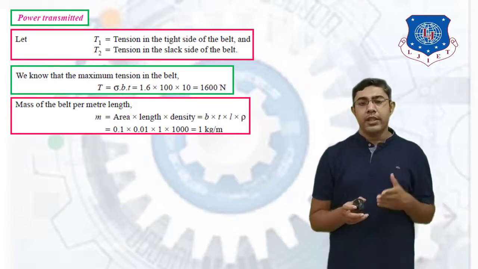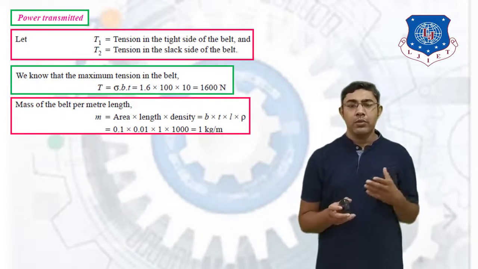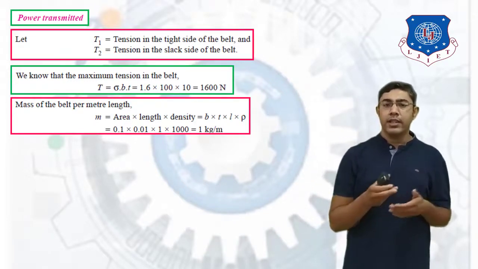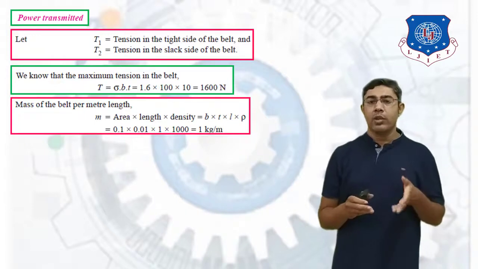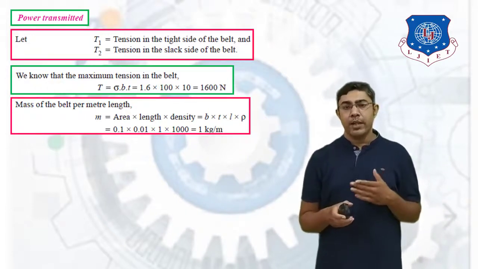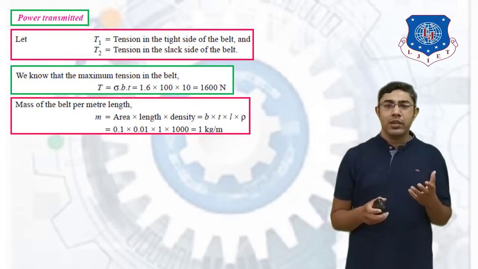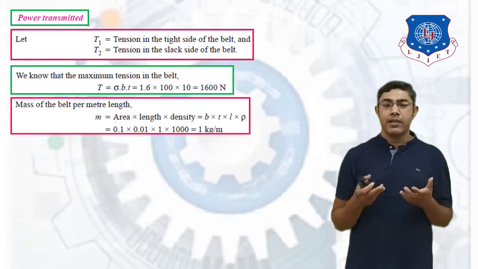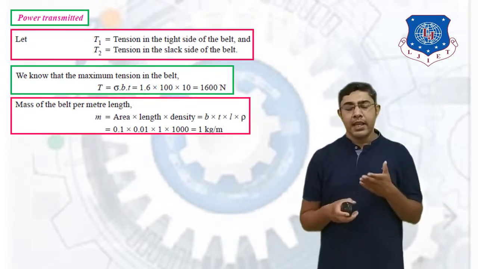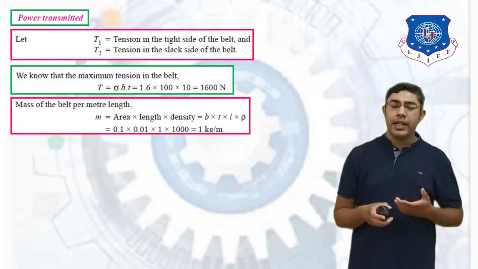To calculate T1, we also need the centrifugal tension. So we have to first calculate the centrifugal tension, and we know the centrifugal tension Tc is equal to m v square. For that we need the mass per unit length. So calculate the mass per unit length. As we know, the mass is the multiplication of density and volume. So here volume is considered as area into length, and multiplied by the density, we get the mass.